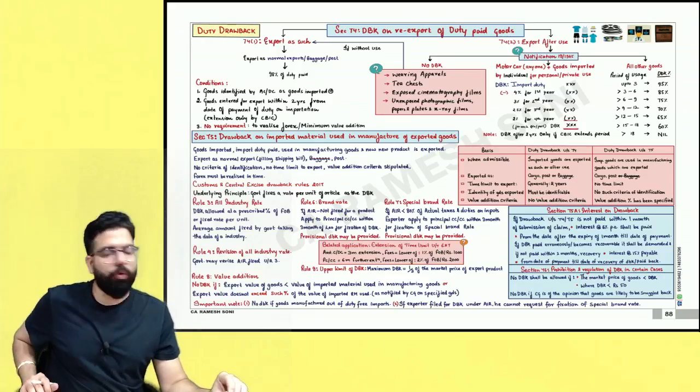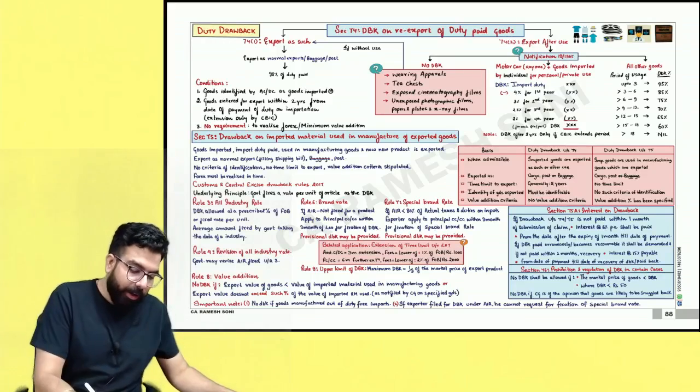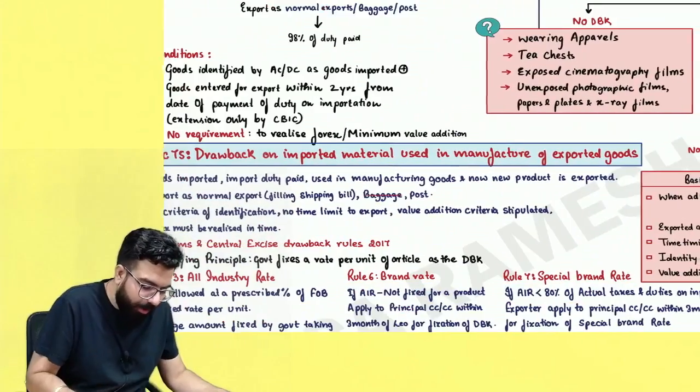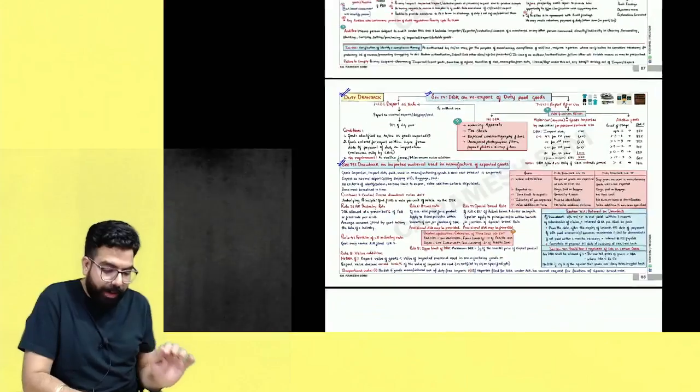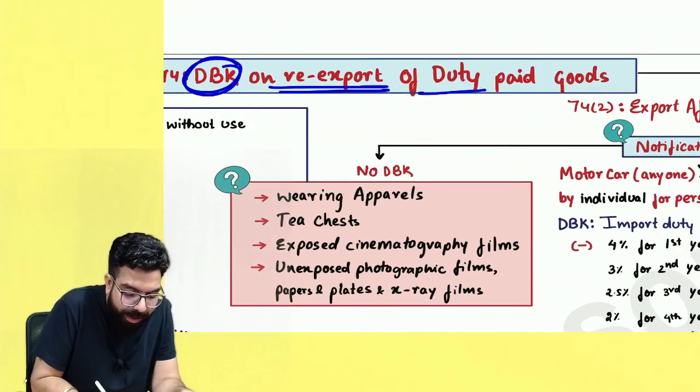Alright, students, let's go ahead and now revise the next chapter. The next chapter is duty drawback. Everyone over here. Sir, duty drawback, we have section number 74 and we have section number 75. They go ahead and say duty drawback on re-export of duty paid goods.